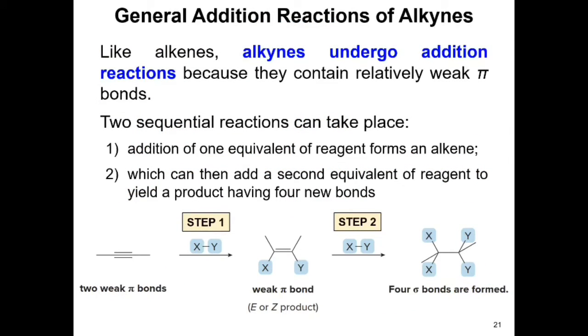So alkynes can also undergo addition reactions because they contain pi bonds similar to alkenes. And so alkynes can undergo two sequential addition reactions as shown down here. So we have an alkyne containing two weak pi bonds, and the first step results in the cleavage of the first pi bond and the formation of two sigma bonds via the addition of the elements X and Y. And the second step results in the cleavage of the second pi bond and also results in formation of two additional sigma bonds for a total of 4.